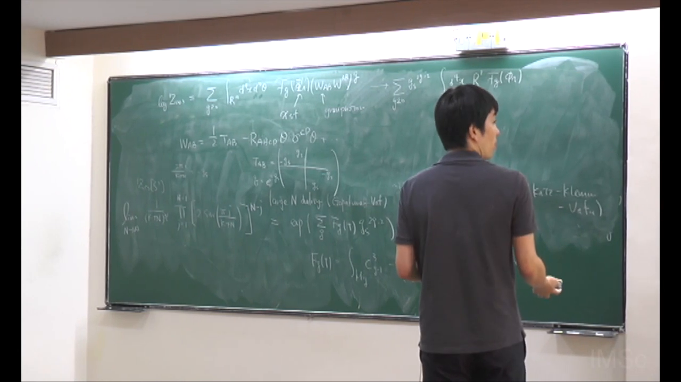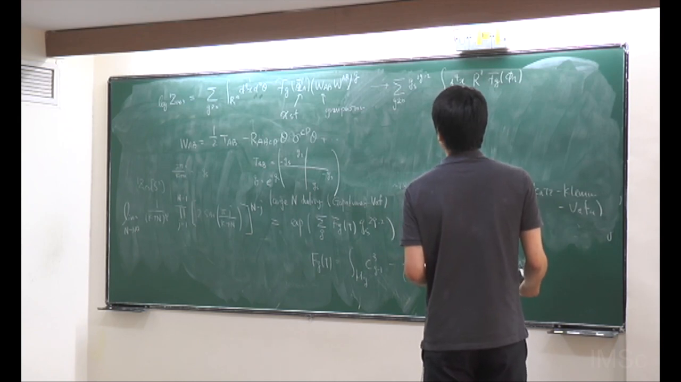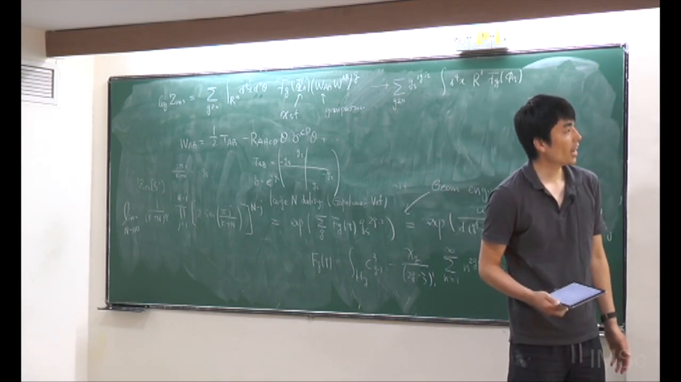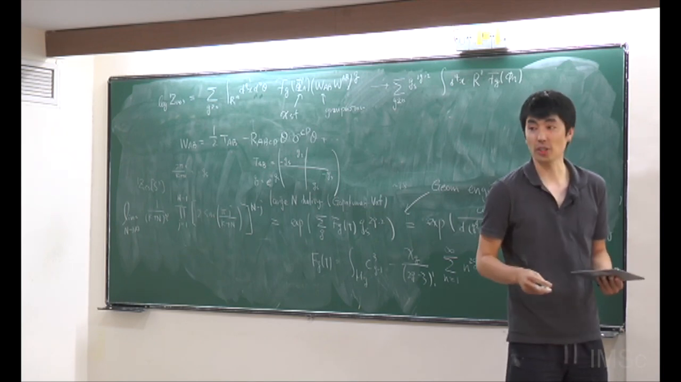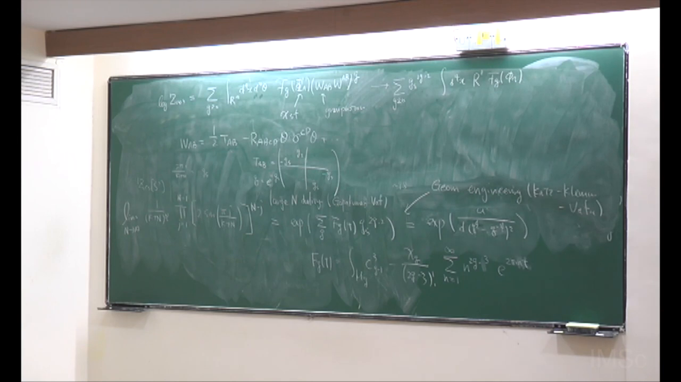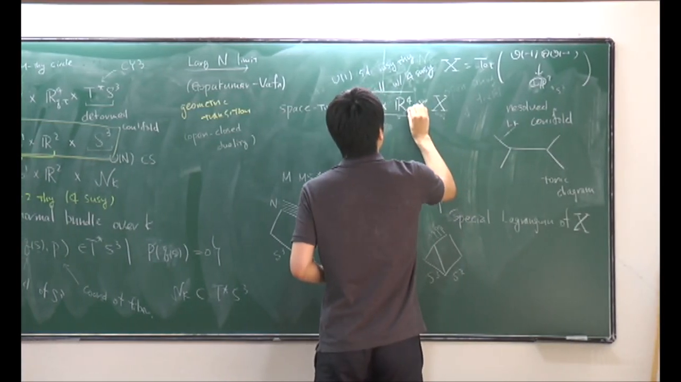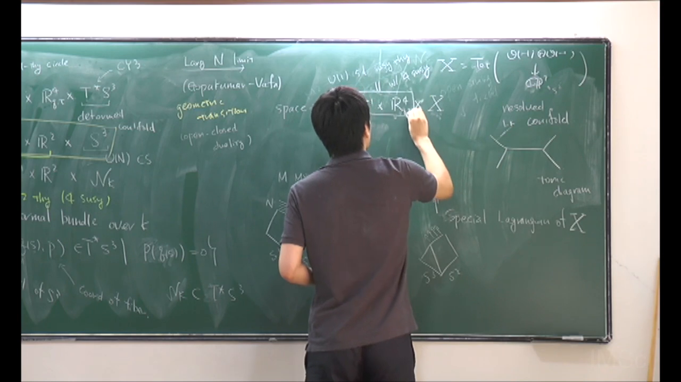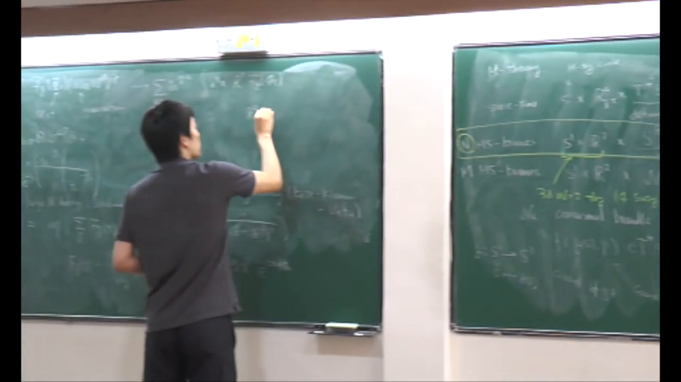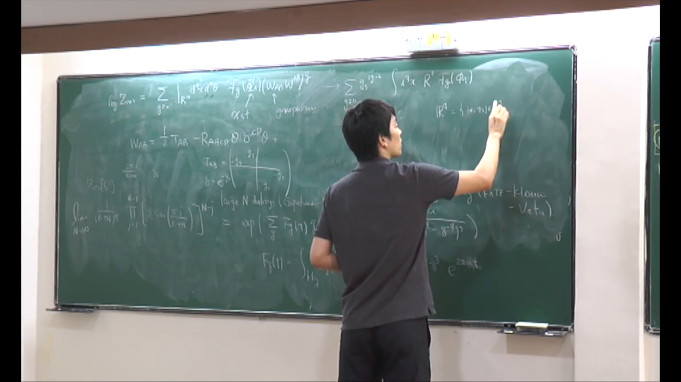Okay, and before that, I would also like to talk about the more recent stuff. So I just want to consider the refined topological string theory. The refined topological string theory goes as follows. Instead of the ordinary one, we consider R4, which is spanned by C2. The coordinate R4 is just C2.